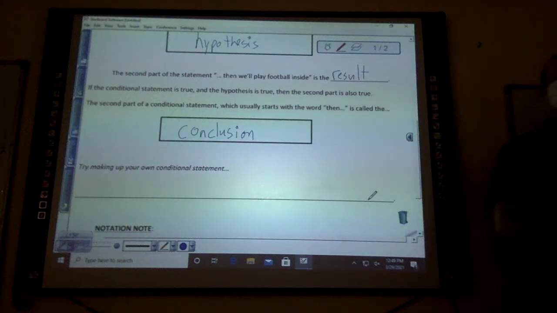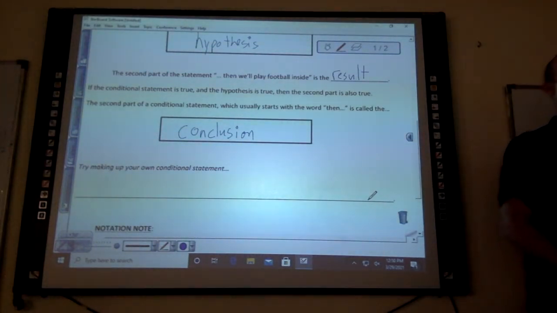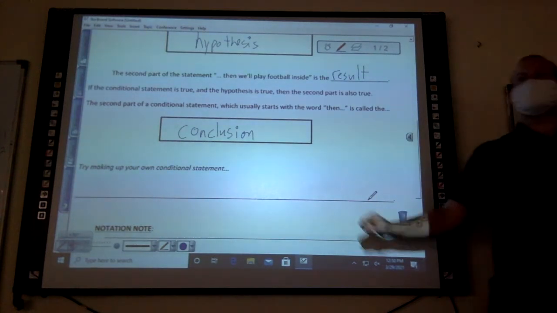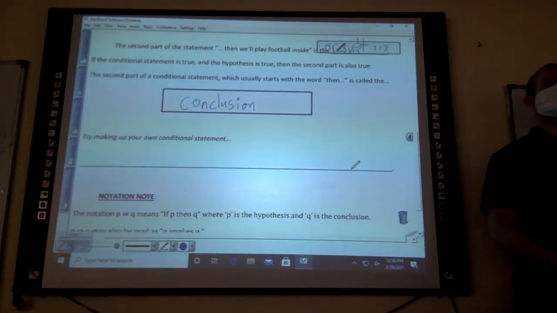Can you think of a conditional statement yourself? What would be an if-then statement that you could make? Something like, if someone has headphones or earbuds in my class and they're in their ears, then I'm going to assume they're not paying attention to me. What could be another conditional statement? Need if, and then. This is important. This is something you're going to have to do on the test. Yeah, so there's one. What's another one?